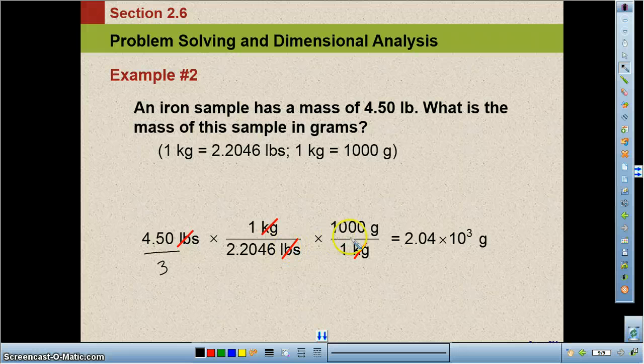Remember, we never take into account the number of sig figs in the conversions because they're unlimited. So our problem can only have 3. So it's 2.04 times 10 to the third, and that gives us 3 sig figs in the answer. And we ask ourselves, is it reasonable? And to the best of our knowledge, yes, it is a reasonable answer.